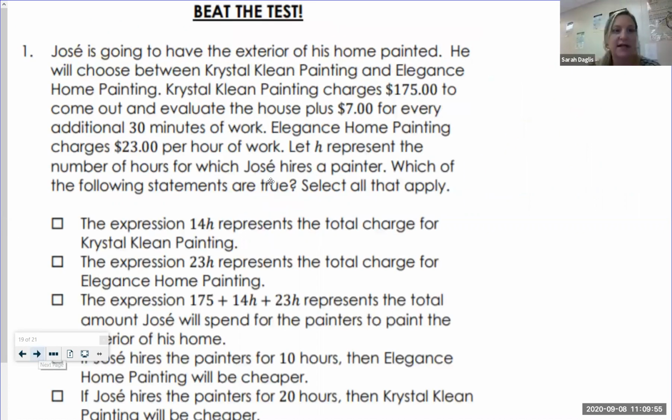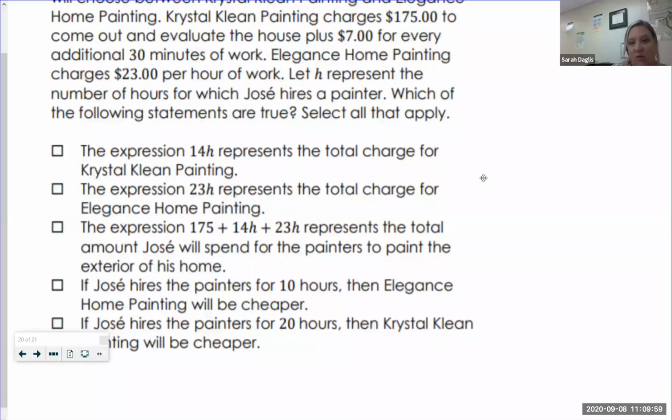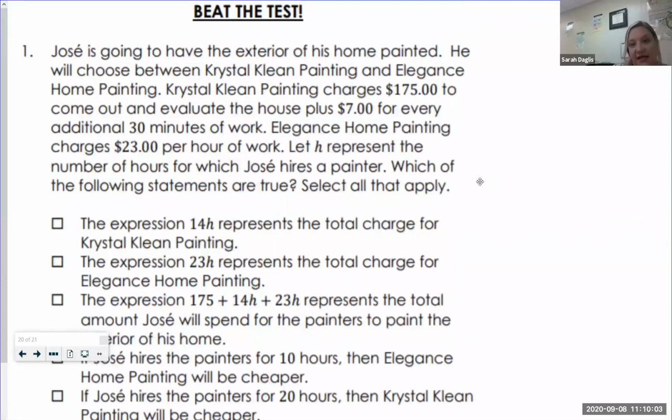Okay, so here Jose is going to have the exterior of his home painted. He will choose between Crystal Clean Painting and Elegance Home Painting. Crystal Clean Painting charges $175 to come out and evaluate.